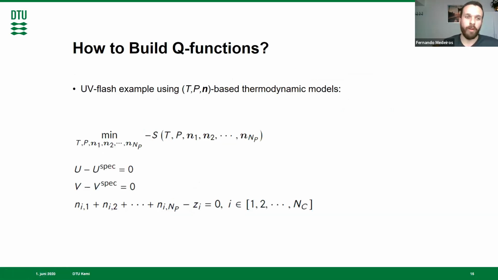So how to build those Q functions? Following the same example of the UV flash, I have here the TPN-based thermodynamic models. We know that we have to minimize minus entropy. It's the maximization of entropy in this case, with a closed system. But the variables I'm going to minimize for are temperature, pressure, and the internal degrees of freedom of the system, like the number of moles in every phase.